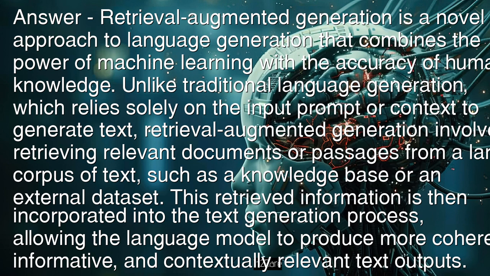of human knowledge. Unlike traditional language generation, which relies solely on the input prompt or context to generate text, retrieval-augmented generation involves retrieving relevant documents or passages from a large corpus of text, such as a knowledge base or an external dataset. This retrieved information is then incorporated into the text generation process, allowing the language model to produce more coherent, informative, and contextually relevant text outputs.